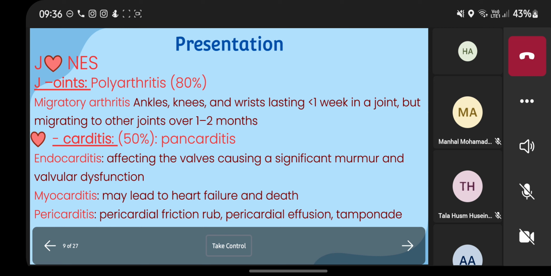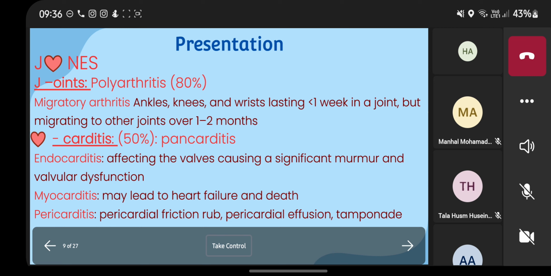What do we mean by migratory? It presents at the ankles, for example, at the beginning, then it moves to the hands, wrists, etc., and it lasts less than a week in each joint. For the myocardium, carditis, inflammation of the myocardium, presented as pancarditis, inflammation of the whole heart.